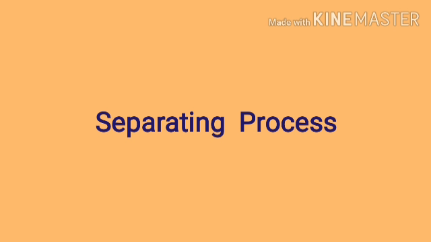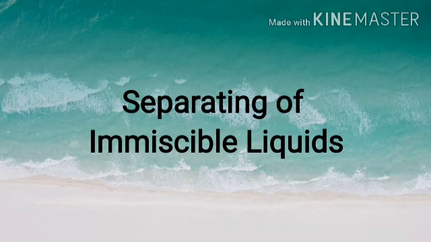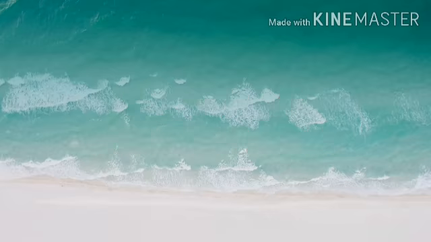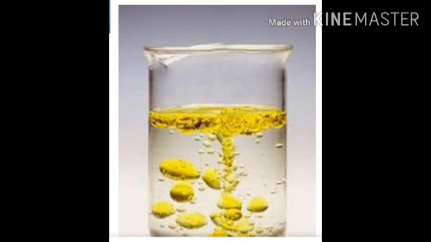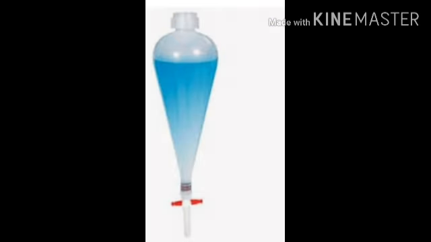In previous class, I have explained the separating the components of the mixture. So, three separating processes I have introduced. The first one is separating of immiscible liquids. What is immiscible liquids? Two liquids will not mix at single phase. Oil plus water, kerosene plus water is the best example. These immiscible liquids can be separated by a separating funnel. We have already learned in previous video.